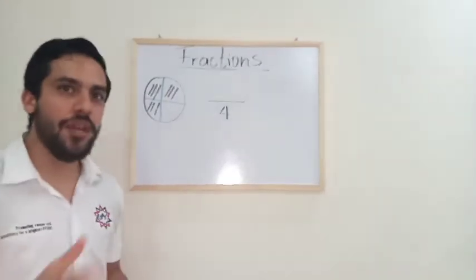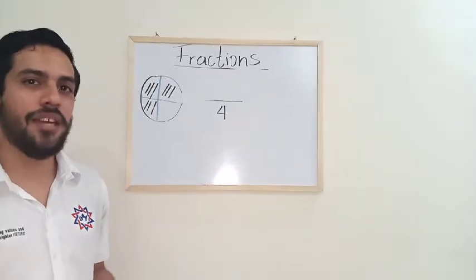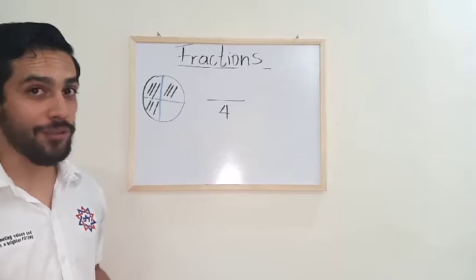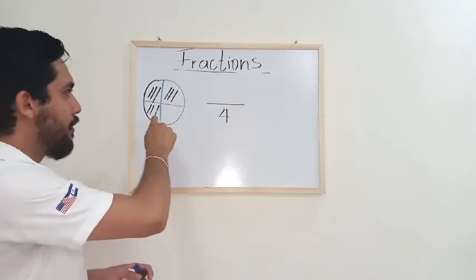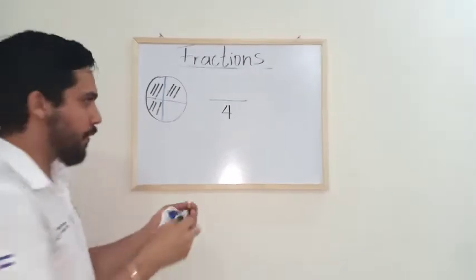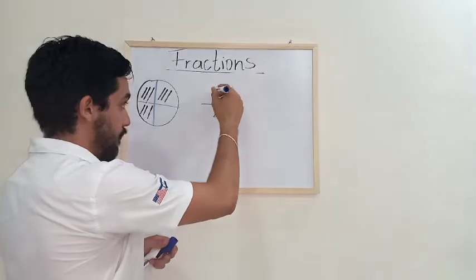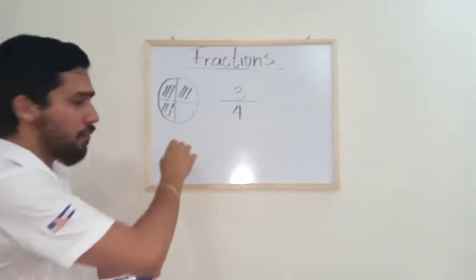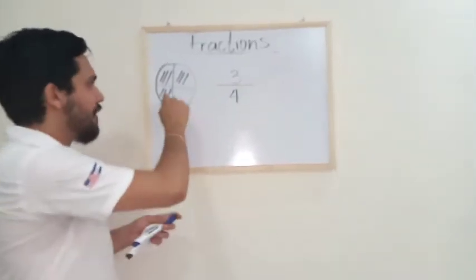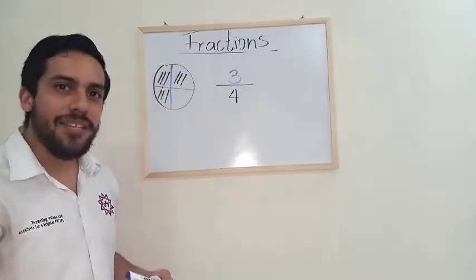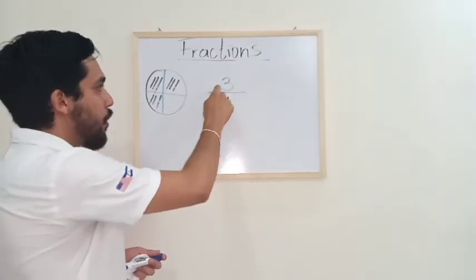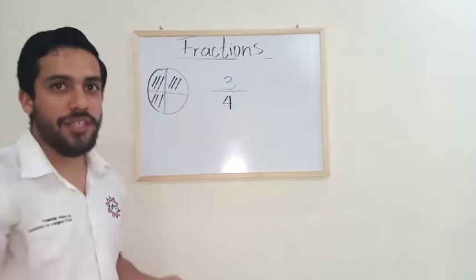Now, the next question I need to ask myself is, how many pieces were taken? In this case, do you know the answer? Well, there are only 1, 2, 3. There were only 3 pieces that were taken. So whenever you see that one part is colored, it means that that part was already taken. So in this case, 3 parts out of 4 were taken.